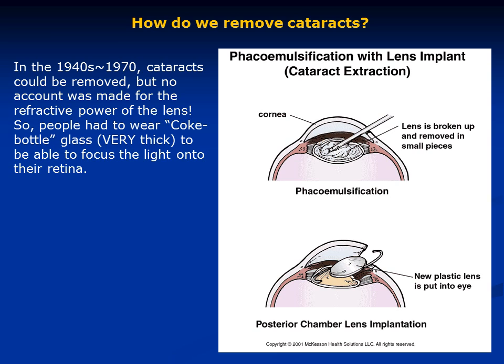But in the 1940s through 1970, cataracts could be removed. We did not have intraocular lens technology, the new synthetic lens. So what does your lens do? In part, it focuses light. It does about 20–25% of the focusing for the eye. Well, you lose that, you've got to compensate with these massive glasses.